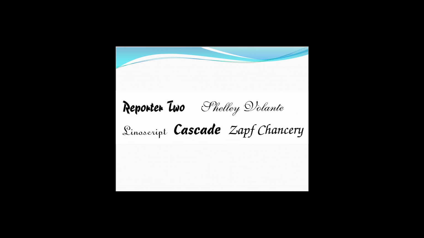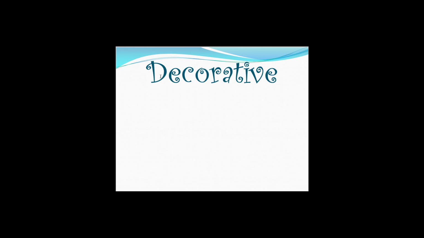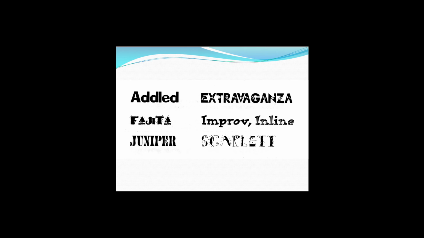The next category is easy to recognize also because it's decorative. So the decorative fonts are funky. They're like this font, it's a funky font. Any kind of font that doesn't fit in the other categories and is funky looking is going to be decorative. So you see how Addled has squares instead of circles. Extravaganza, Fajita, Improv, Inline, Juniper, and Scarlet. So anything funky is going to be decorative.